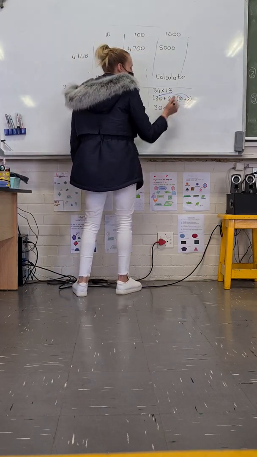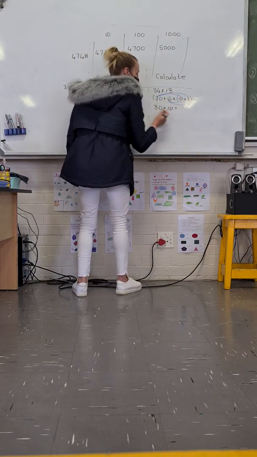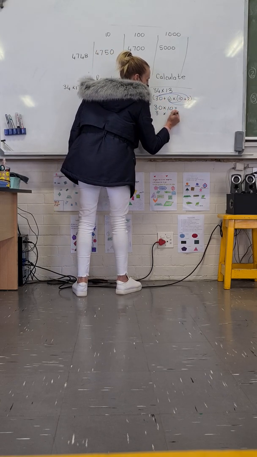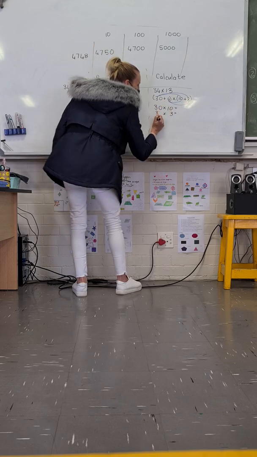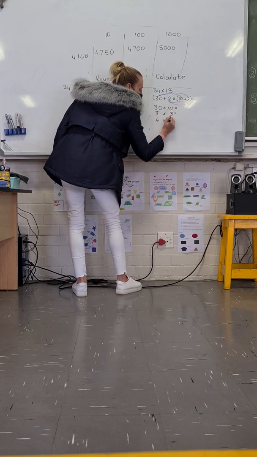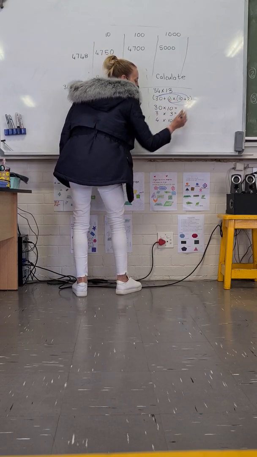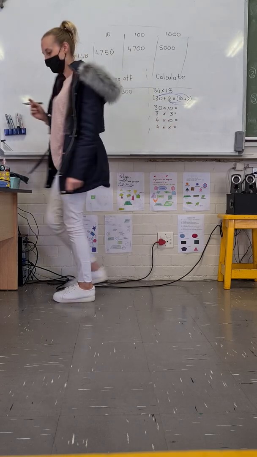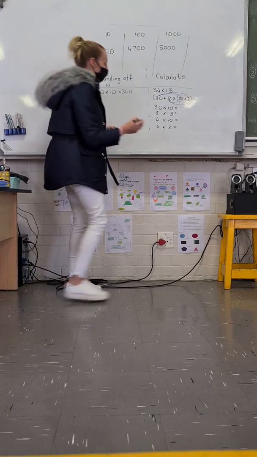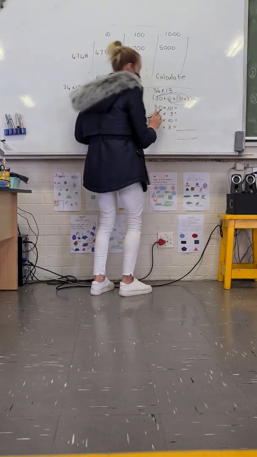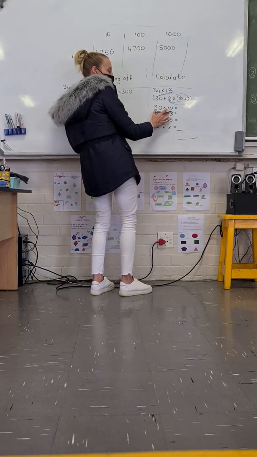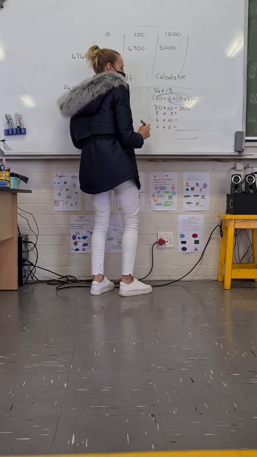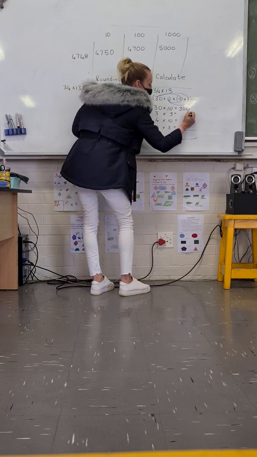Okay, so we've got 30 times 10. Let's check the answers together. So what is 3 times 10? 300. Well done. 300 if you had to say 30 times 10. What is 3 times 3? 9.